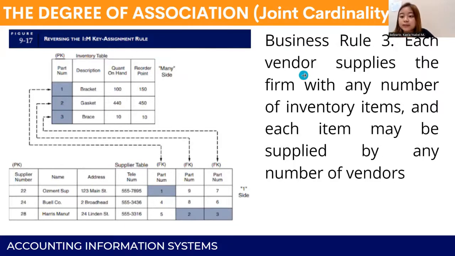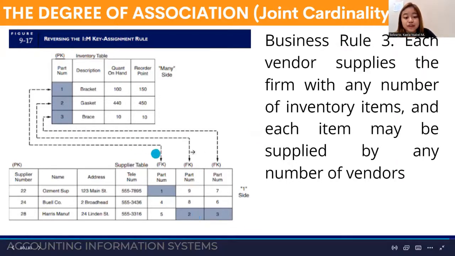So dito din applicable yung business rule number 3, which means that the vendor supplies the firm with any number of inventory items, and each item may be supplied by any number of vendors. This means that an M:M association between tables requires the creation of a separate link table because embedding a foreign key within either table is not possible. Kaya siya sineparate kasi nga impossible nga daw yung pag-embed ng foreign key sa primary key. So, yun po.